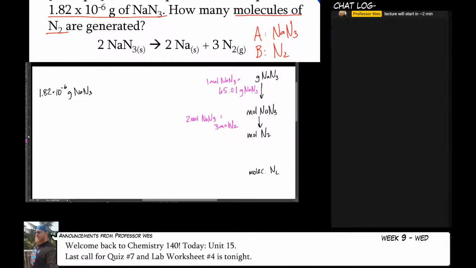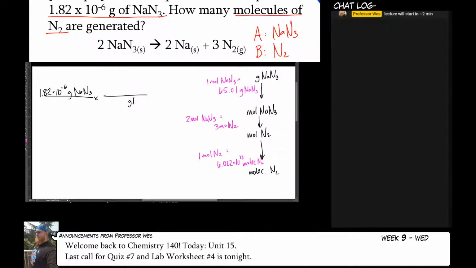And then to go from moles of nitrogen to molecules of nitrogen, we just do the same thing that we would do for any time we're doing numbers. In 1 mole of anything, there are Avogadro's number of molecules of that thing. Now we have everything figured out. We can just set up the problem.